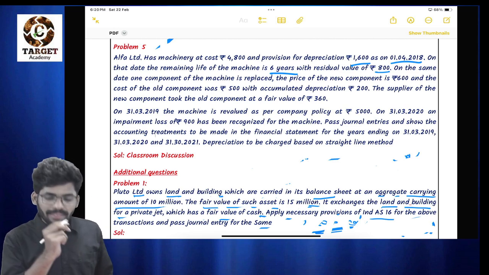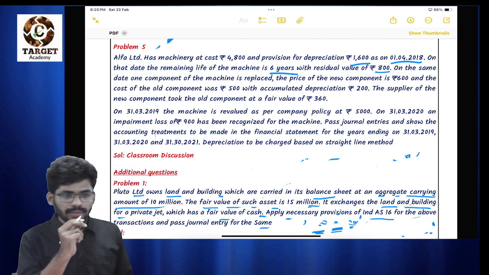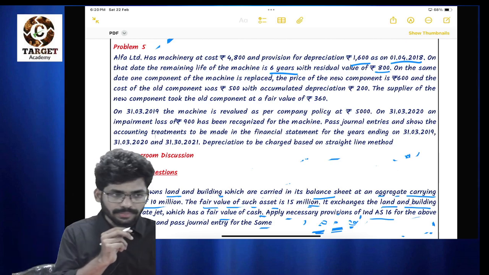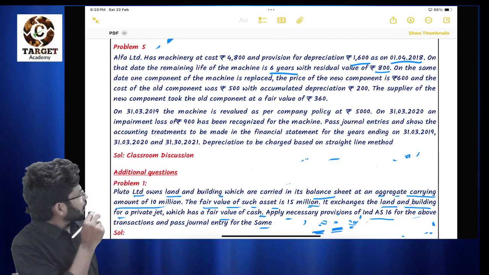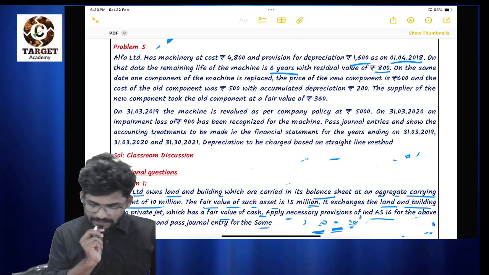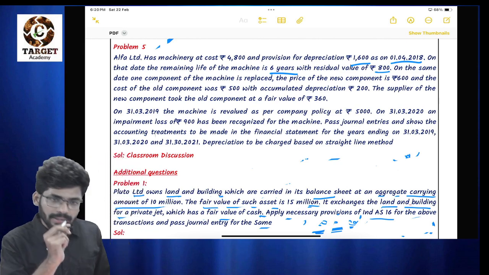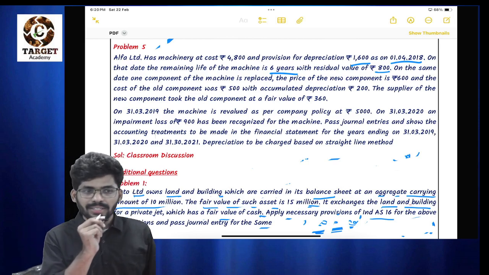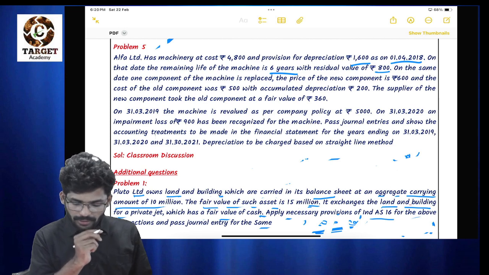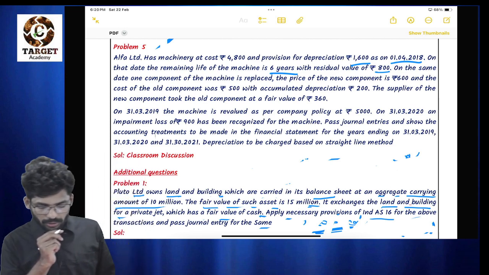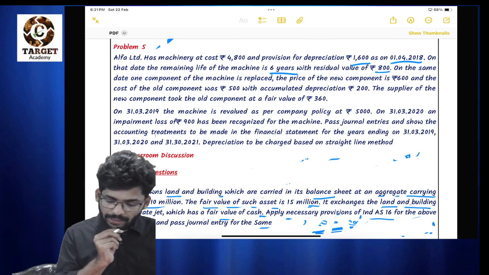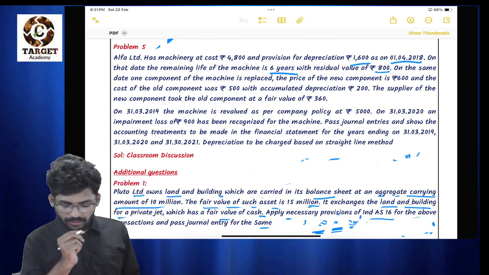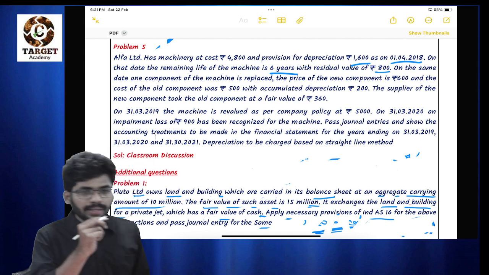As on 1/4/2018. Correct. What is the carrying amount? 3,200. Correct. Original cost is 4,800, provision for depreciation 1,600. What is the carrying amount? 3,200. That's good. On that date, the remaining life of the machine is 6 years, with residual value 800.